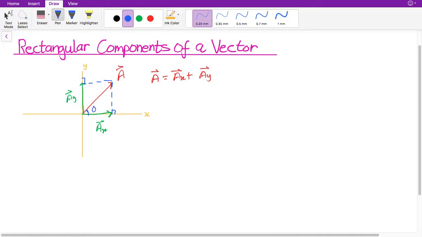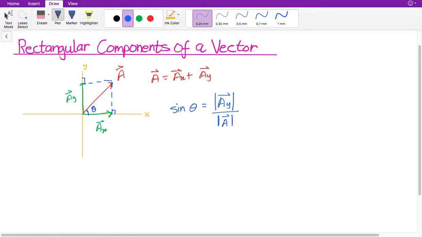Now, if I were to consider the angle that forms between vector A and its horizontal component, let's call that angle theta, we see that the sine of angle theta is equal to the opposite side over the hypotenuse. And in this case, that's A sub y, or to be more precise, the magnitude of A sub y over the magnitude of the hypotenuse, which is the magnitude of A, right? So that's the magnitude of A.